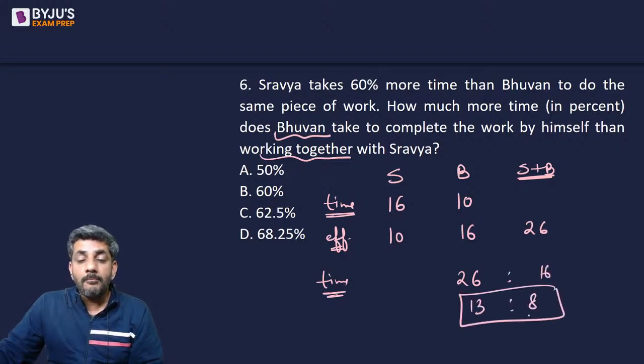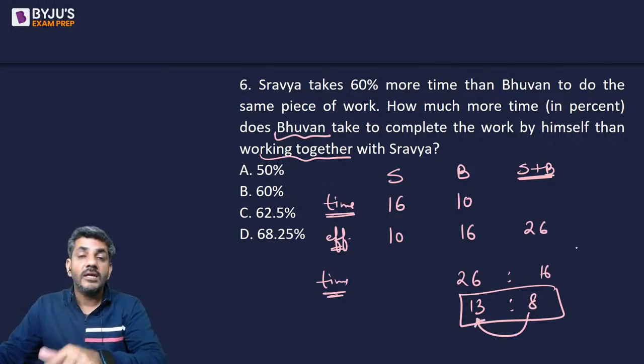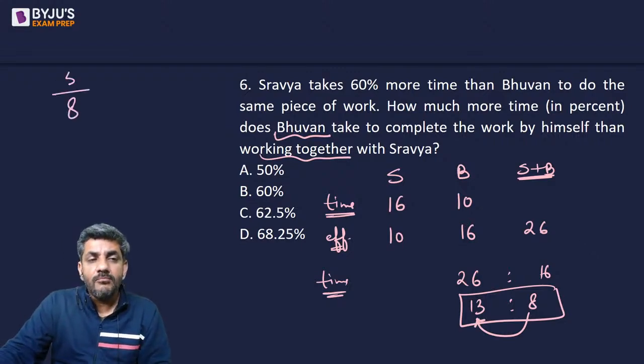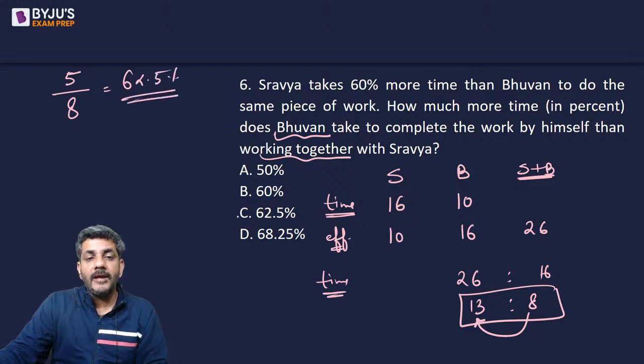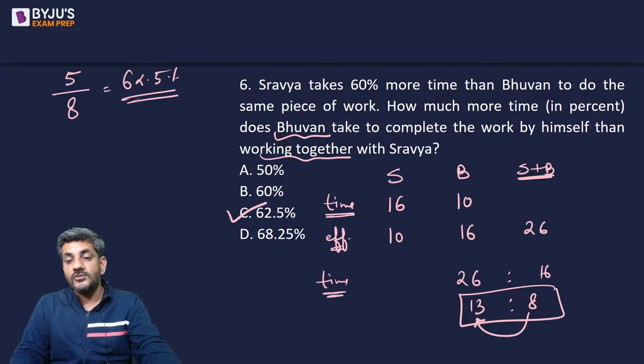So that means Bhuvan takes 5 hours more than Shravya and Bhuvan together. I mean, a ratio of 13 is to 8 means that on every 8 hours, Bhuvan is taking 5 hours more. And in terms of percentages, it is 5 by 8, that is 62.5%. Option C is the right answer for this question.